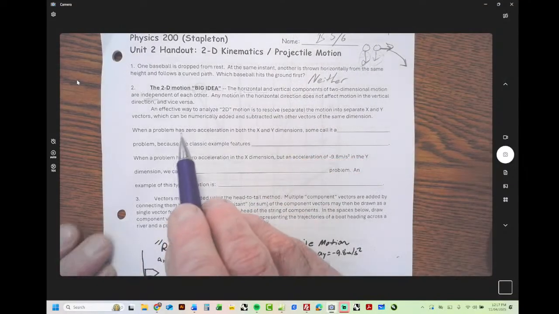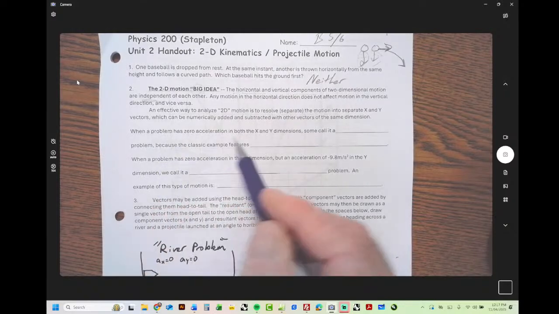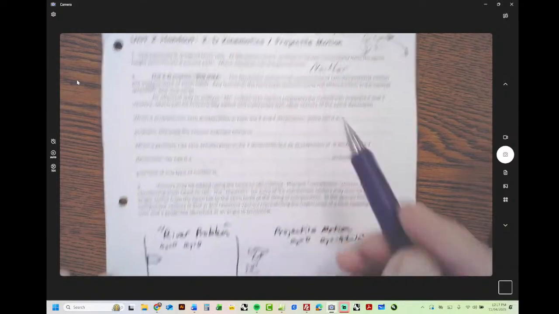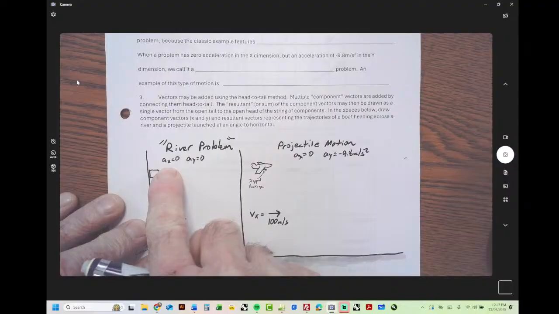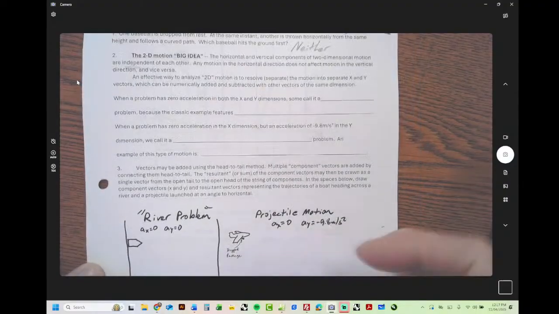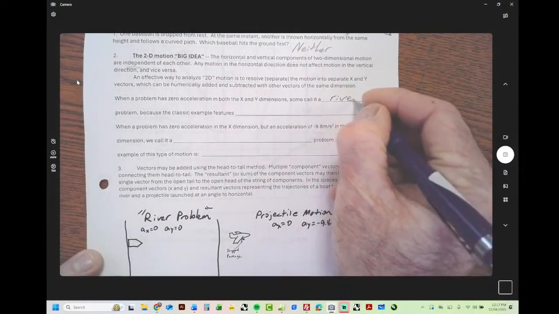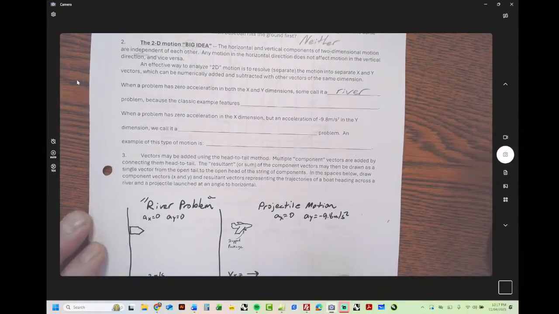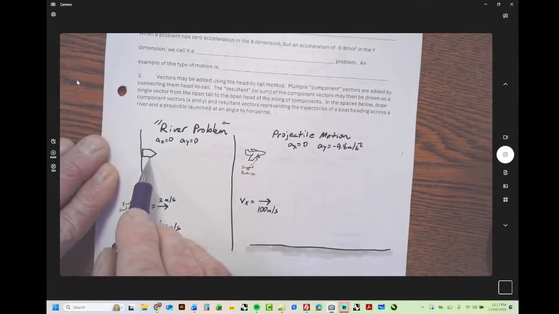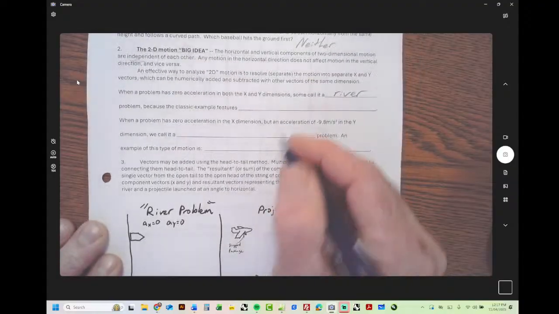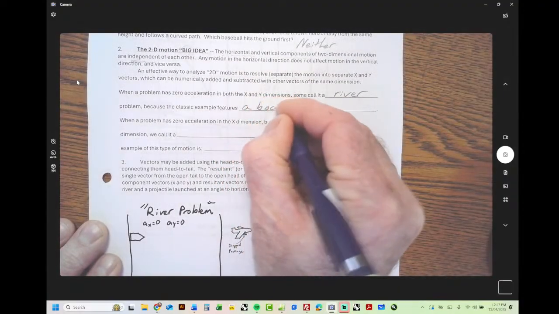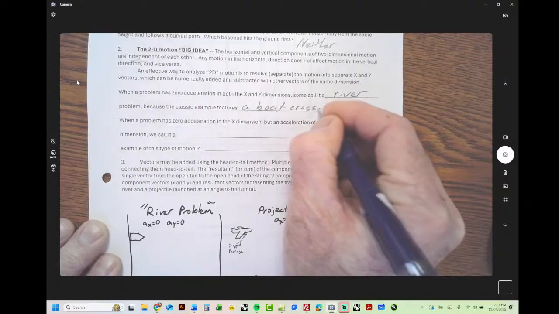So when a problem has zero acceleration in both the x and y dimensions, there's zero x acceleration, zero y. It's called a river problem. And it's called a river problem because the classic example is like a boat trying to cross a river. So it features a boat crossing a river.